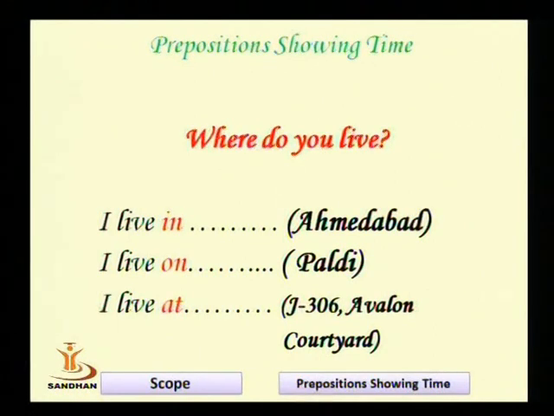So we can see that in, on, and at have a wide difference between them. "In" is used for the city, state, and country. "On" is used for a particular area, and "at" is used where you want to give the precise address. I hope this exercise helps you to get the difference between in, on, and at. One more example.